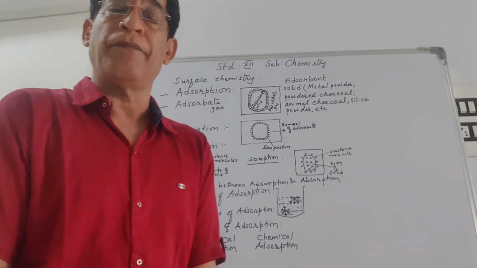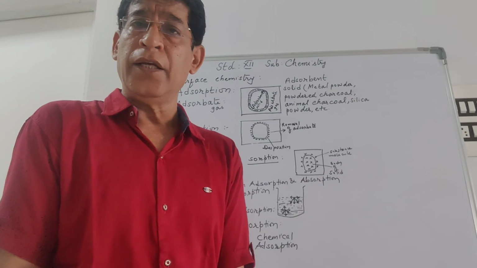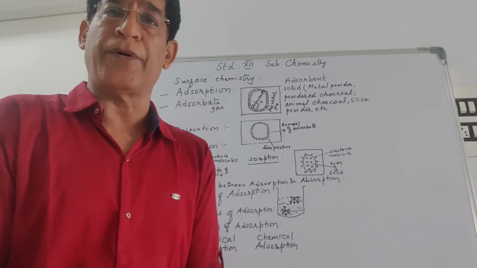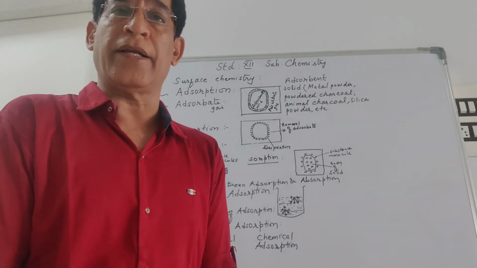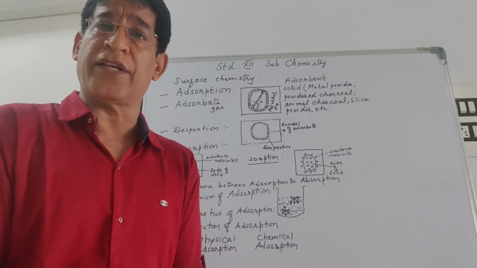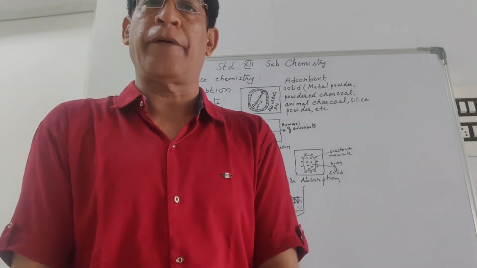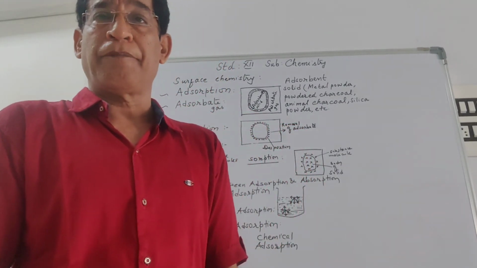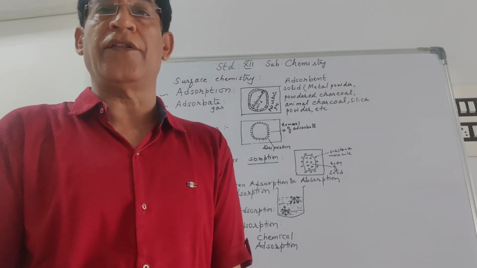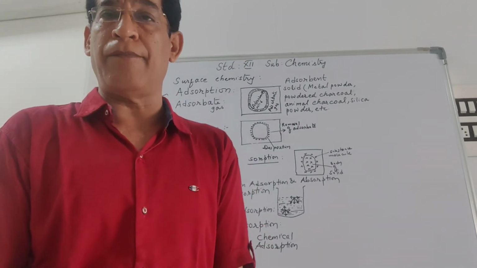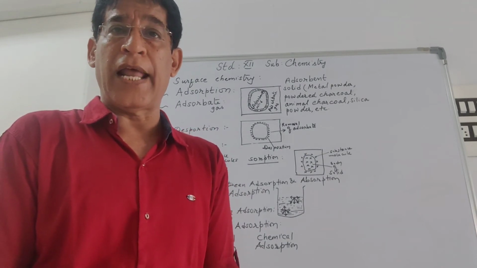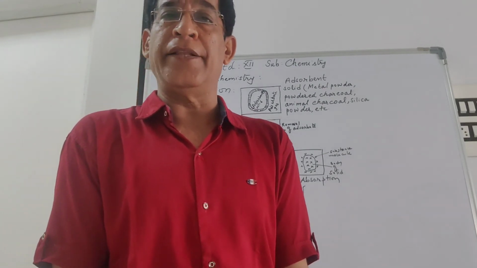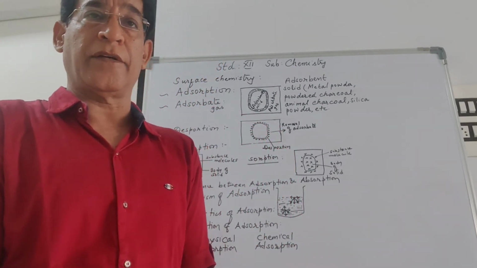Now, chemical adsorption. If the forces of attraction existing between adsorbate particles and adsorbent are almost of the same strength as chemical bonds, the adsorption is called chemical adsorption. This type of adsorption is also called chemisorption or Langmuir adsorption. This type of adsorption cannot be easily reversed.